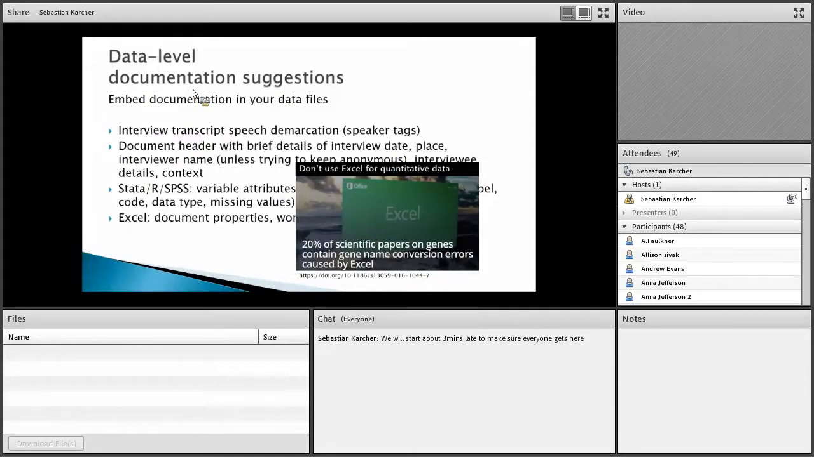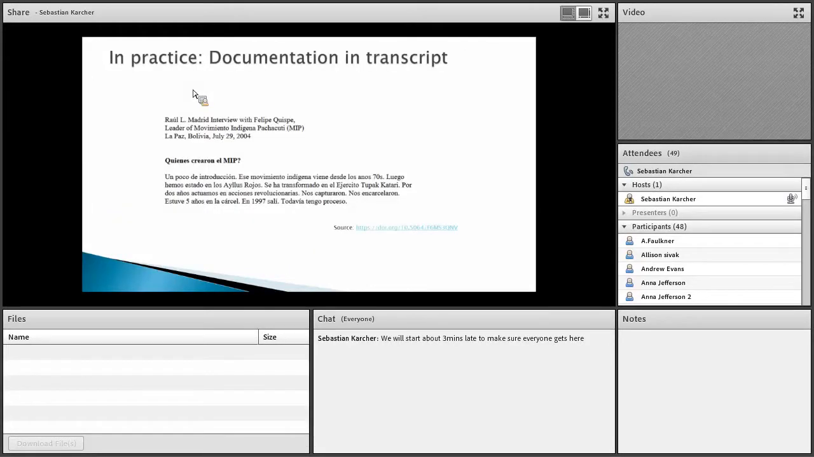So we should know also what formats are appropriate for what and where documentation should really happen so that it's maximally useful. From our qualitative context, I'll give an example here again how some bits may be embedded in the data file.